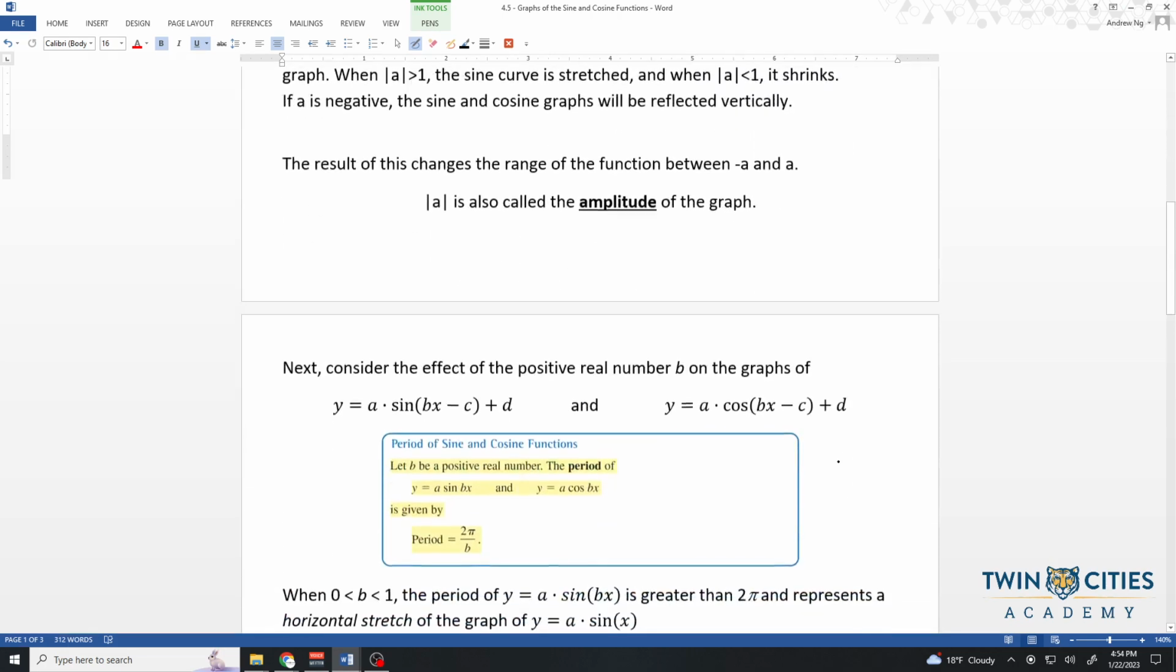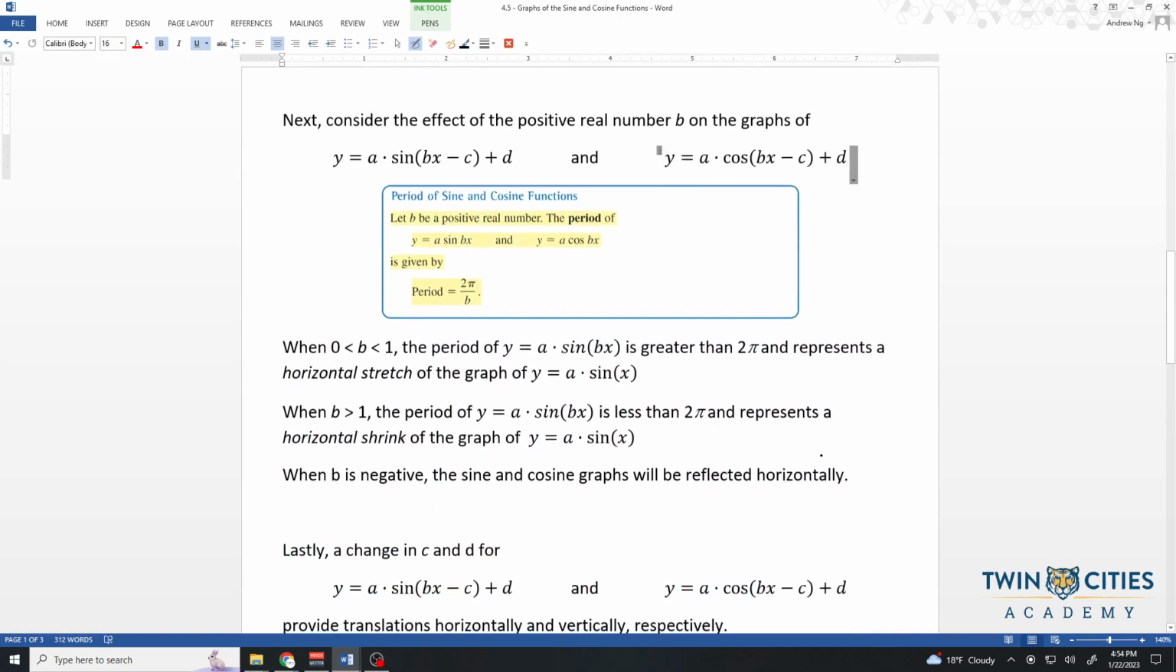So how do we do that? Well, let b be a positive real number. The period of y equals a times sine of bx and y equals a times cosine of bx is given by a period of 2 pi over b. So as b changes here, that's going to change the period of this.